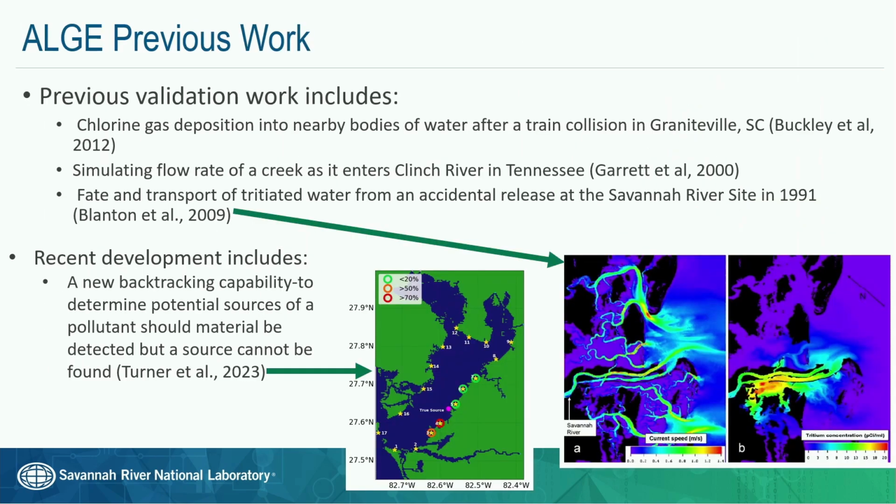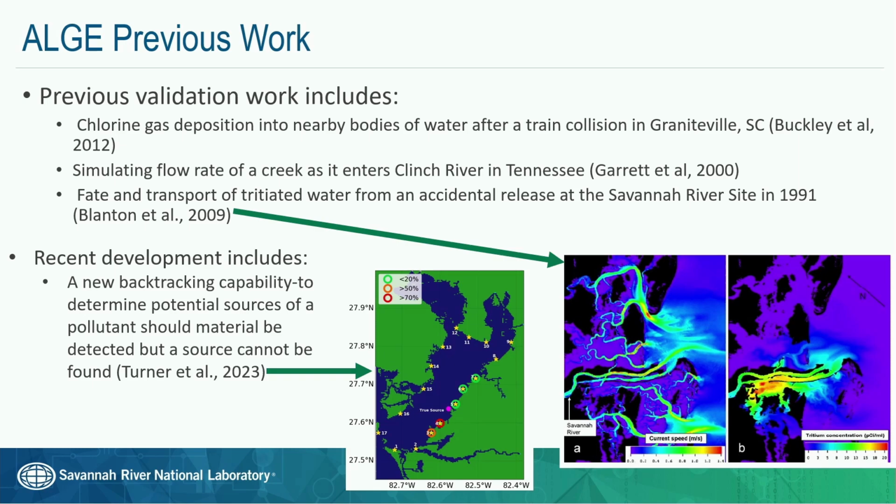There's been a series of validation studies performed over the years, and this includes real-world events, such as an accidental train collision in Graniteville, South Carolina in the early 2000s, where chlorine gas was released and later deposited into nearby bodies of water. Another study looked at simulating flow rate of a creek as it enters a nearby river in Tennessee, and even fate and transport simulations of tritiated water from an accidental release at the Savannah River site in the early 1990s. And this release made its way from the Savannah River site into the Savannah River, which then flowed into the coastal Atlantic Ocean.